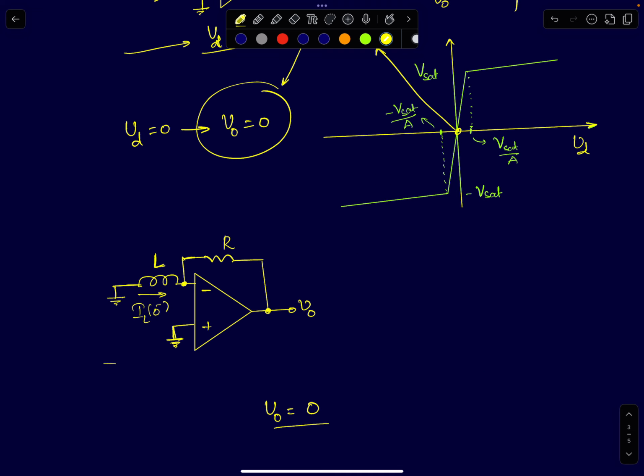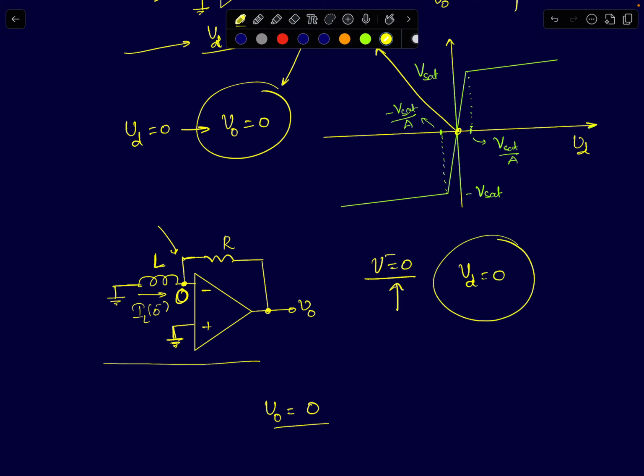Now, similarly in this circuit, if you assume the op amp gain to be finite, in the steady state, the inductor's voltage will be 0. This node voltage will be forced to be equal to 0. The inverting voltage, V minus, will be forced to be 0 because the inductor will not have any voltage across it in the steady state. It can carry a DC current without any voltage across it. So if V minus is 0, V plus is already 0, so the differential voltage is 0. Therefore, using the same argument as before, the output voltage will exactly be equal to 0.